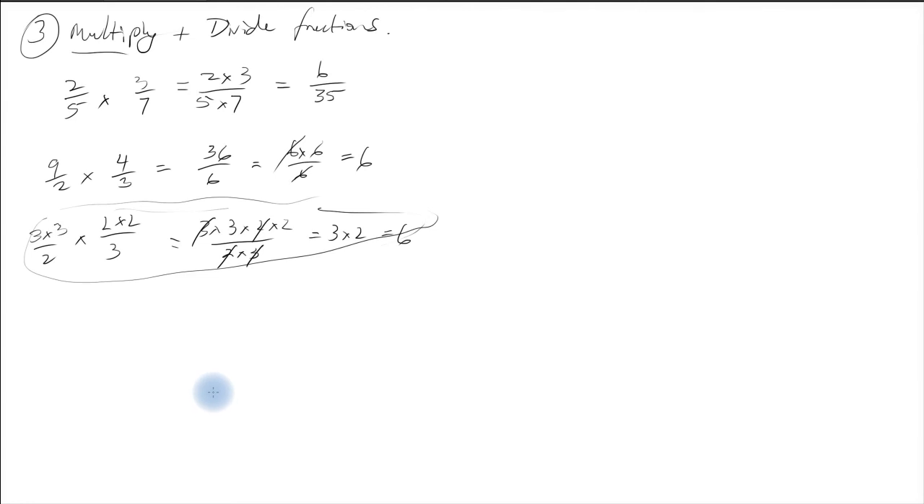Okay, so there's multiplying fractions. It's super easy and quite quick to do. And because of how easy it is to multiply fractions, that's one of the reasons why fractions are better than decimals.